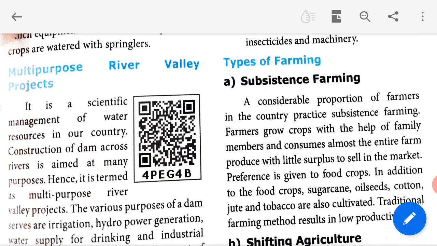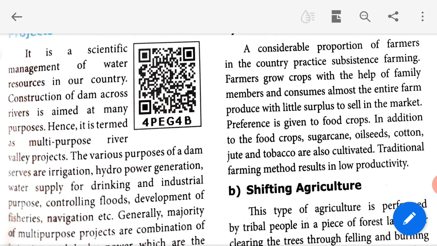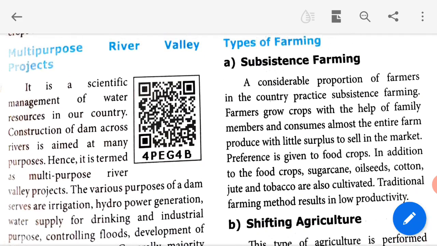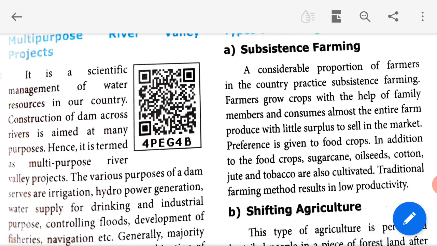Types of farming. Subsistence farming. A considerable portion of farmers in the country practice subsistence farming. Farmers grow crops with the help of family members and consume almost the entire farm produce with little surplus. Surplus means excess to sell in the market. So most of the people in our country do subsistence farming, that is they have a land for themselves, the family members will work in that land, they will cultivate the land, they will use the product that they get for their own use, and only a little they will sell in the market.